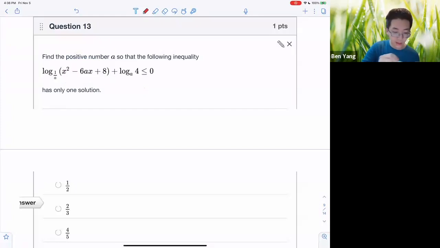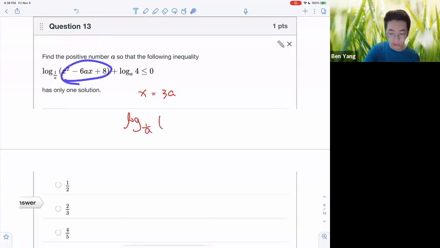So let's just take x to be 3a here, and what do we have? We have log base 1/a, and here is negative 9a squared plus 8.